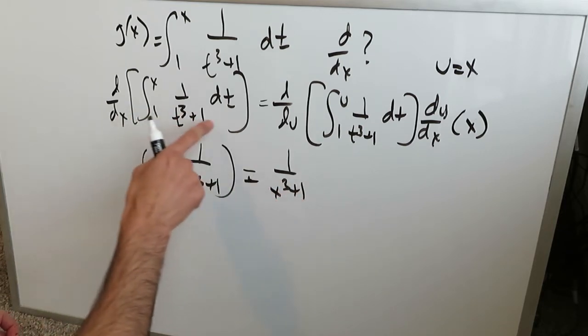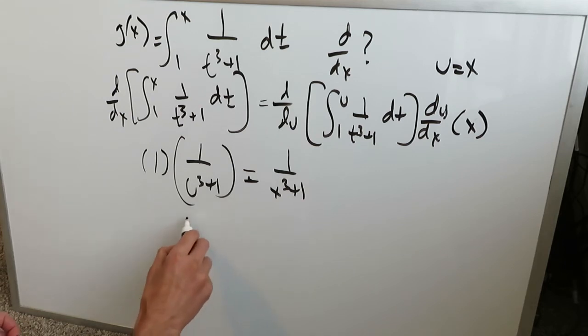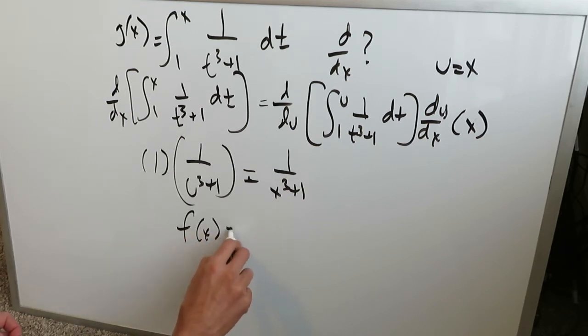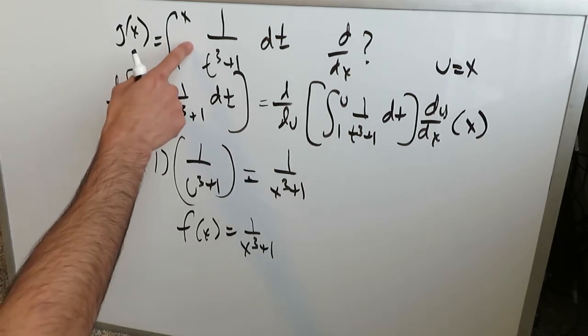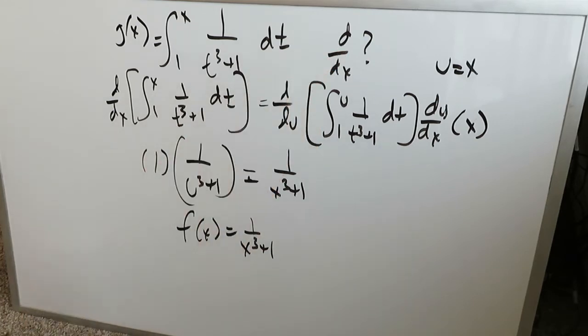Therefore, the derivative of this integral leads you to your final function, or the original function, which is just 1 over x cubed plus 1. That right there is your final answer. So if someone were to present you this function, which is an integral expression, and they told you to find the derivative of it, this right here is your answer.